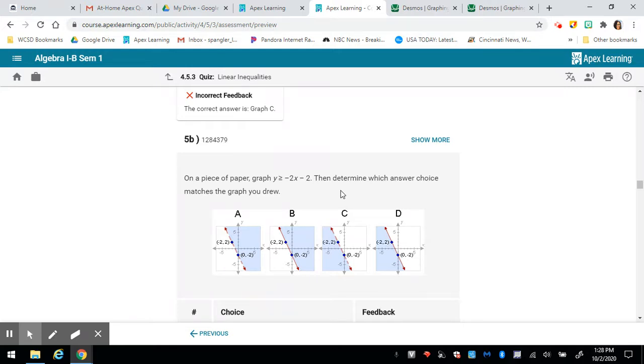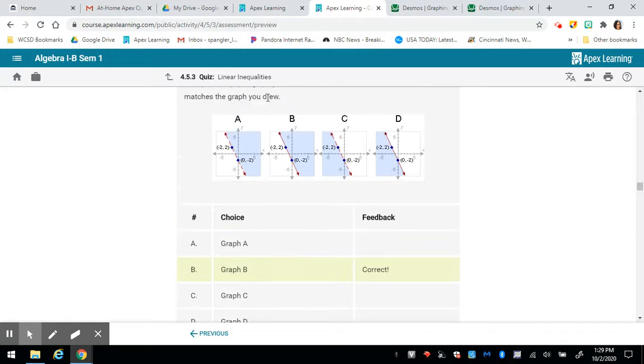What I always do, I take a pencil or I even take my finger and I put it on the line. And if the shading is pushing above the line, it's greater than. If it's pushing below the line, it's going to be less than. So if I put my pencil on the line, which I'm actually doing now, you just can't see me, it's pushing above the line on B. So that's what our answer is going to be.